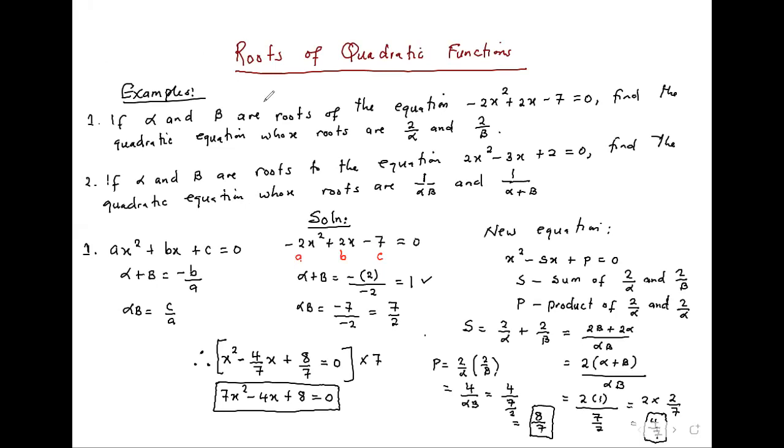Say, how do we get alpha beta? Alpha beta, you just divide C over A from the general quadratic equation. Okay. Yes.